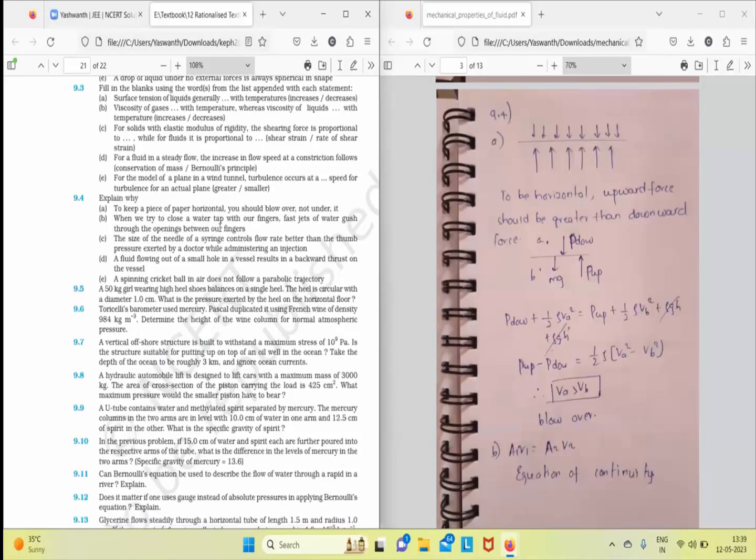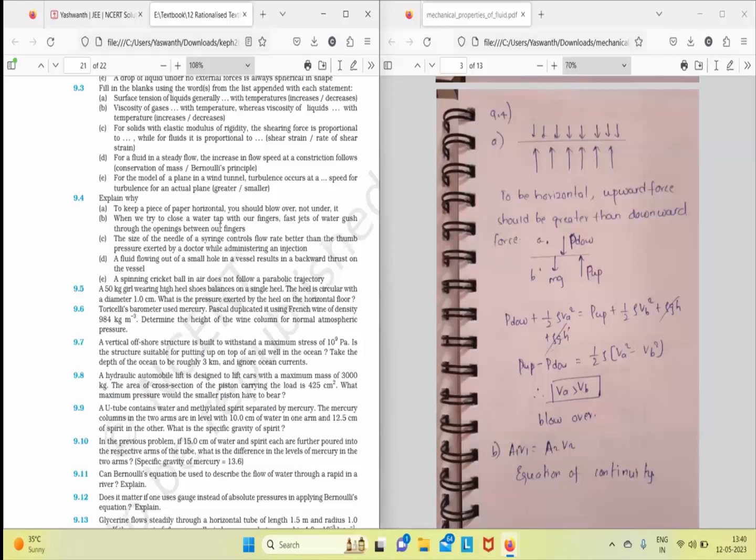Going to the next question: when we try to close a water tap with our fingers, fast jets of water gush through the openings between our fingers. Again, we have experienced this when we were children. If you have a tap near your home, and when we switch on the tap and cover half part of the tap, then we can observe the water coming very fast. And when you remove your hand, the water will slow down again. So we can observe that whenever we close the tap, the speed will increase, and whenever we open the tap, the speed will decrease.